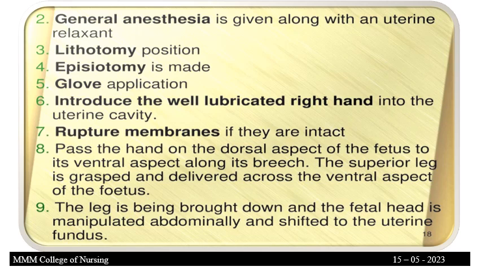Pass the hand on the dorsal aspect of the fetus to its ventral aspect along its breech, and the superior leg is grasped and delivered across the ventral aspect of the fetus. Then the leg is brought down and the fetal head is manipulated abdominally and shifted to the uterine fundus.